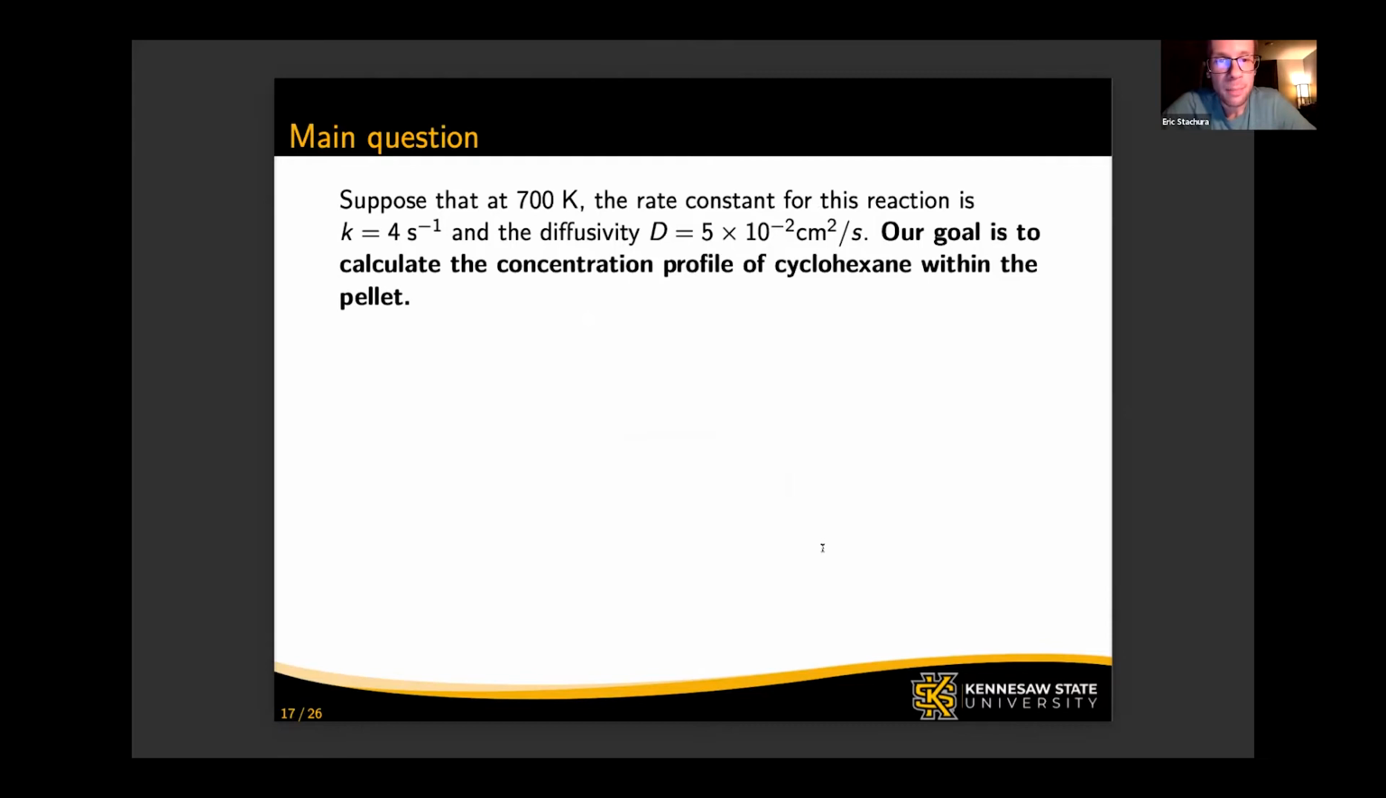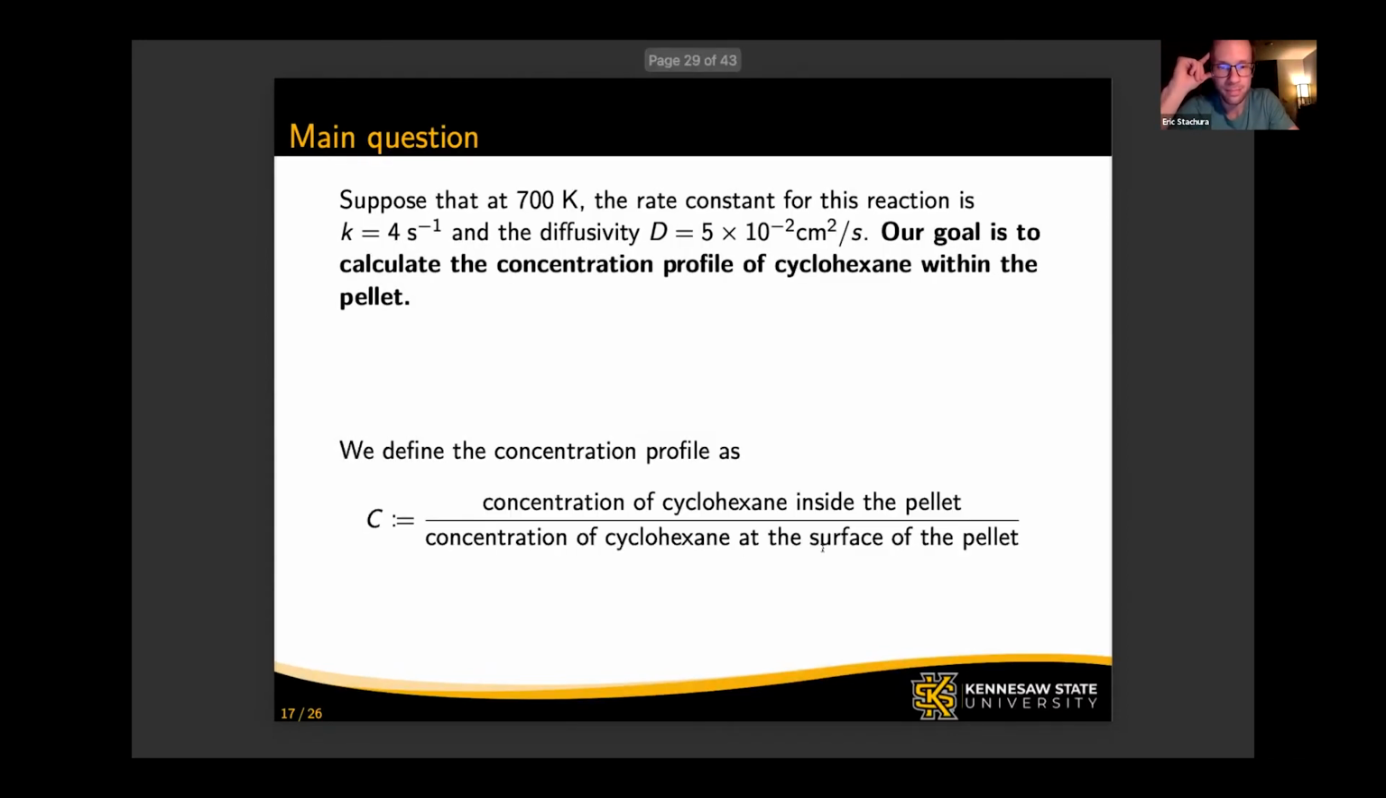So then we put in some concrete numbers, again taken from the literature, and these are numbers that are actually used. Apparently they do work at 700K, and you have certain numbers for the constants in our second order differential equation. Then I say our goal is to calculate the concentration profile within our pellet. How do we define concentration profile? Well, the concentration profile is just the concentration inside the pellet divided by the concentration at the surface. So if we find these two things, we just divide them and then we're good to go. So now we have to solve our second order differential equation.